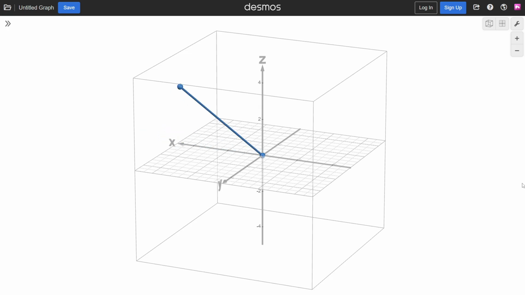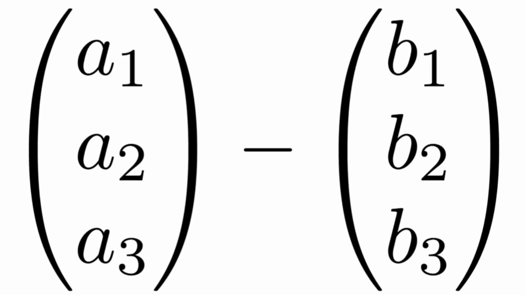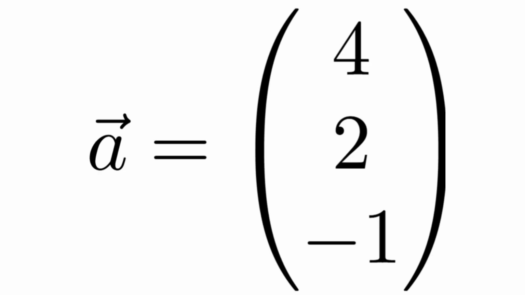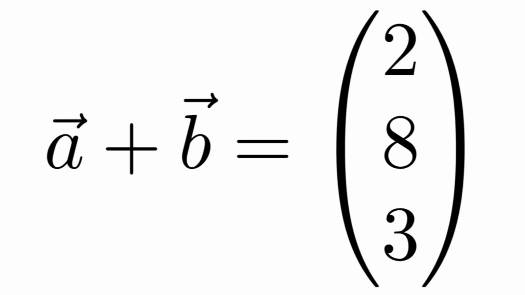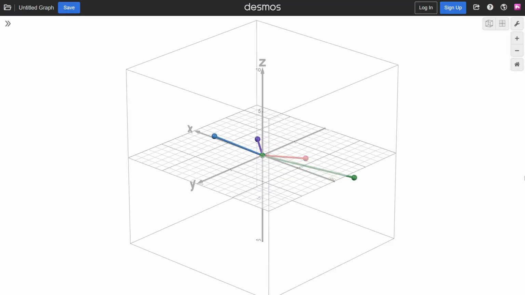Now, the next logical thing to ask is if I have 2 vectors, can I add or subtract them from each other? And the answer is yes, and it's easy actually. You just add the terms across from each other, like here, where we add vector A with vector B and get this new vector, which is 2 8 3. Or we can subtract B from A and get this vector 6, minus 4, minus 5. Here I'll show the vectors A in red, B in blue, their sum in purple, and A minus B in green.